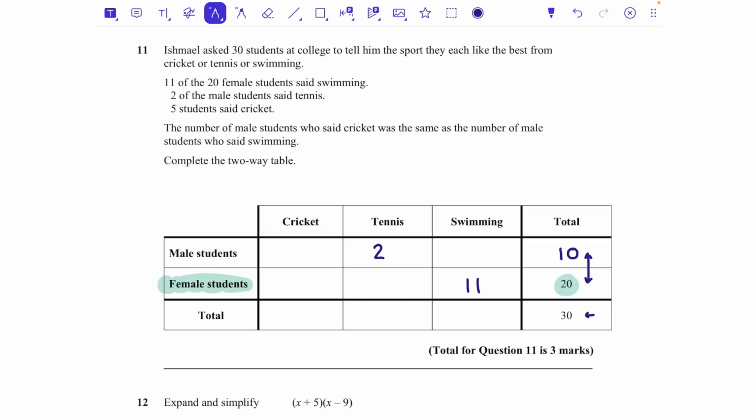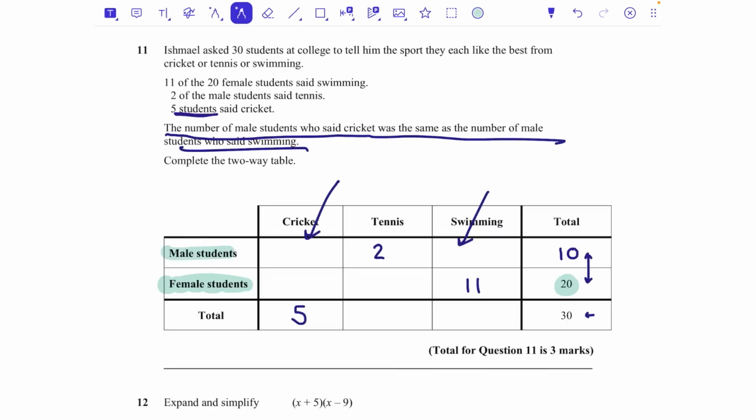5 students said cricket, so it's not telling me if they're male or female, just 5 students said cricket, so that's going to go in the total there. And now we just need to make sure that everything adds up. It also says the number of male students who said cricket was the same as the number of male students who said swimming, so this number and this number need to be the same. Now we know that there were 10 males altogether. And if 2 of them are here, there are 8 left. So that means 4 of them must have been playing cricket or wanted to play cricket, and 4 of them wanted to go swimming. So they had to be the same, and it had to add up to make 10, so those are the only answers there.